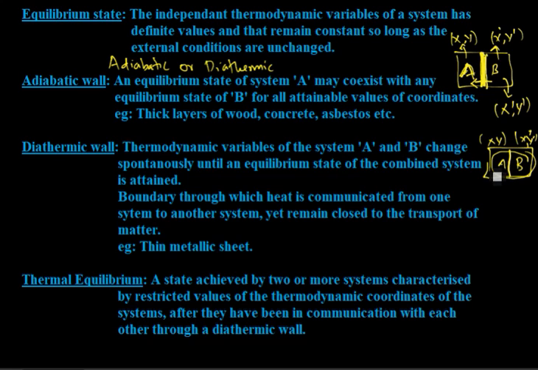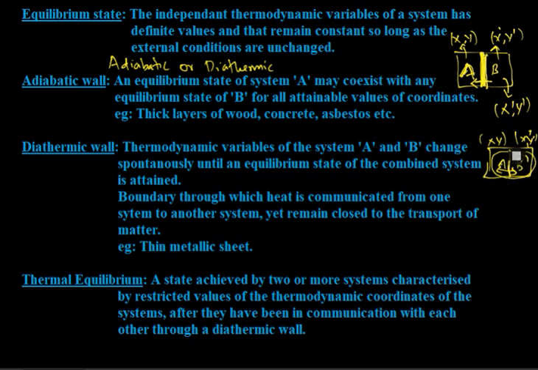This is obtained by communicating these two systems A and B by exchanging heat from one system to another. That means a boundary through which heat is communicated from one system to another system, yet remains closed to the transport of matter, is called a diathermic wall.